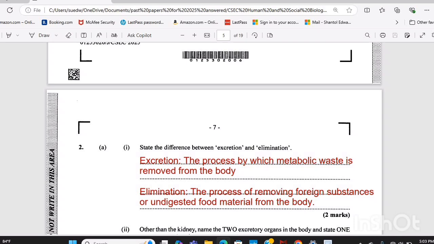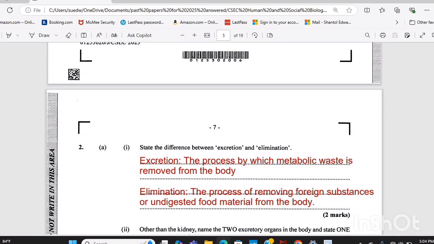And what we saw with this question is that CSEC is doing a play on words, because usually it asks us in the syllabus to differentiate between excretion and egestion. But the word elimination is also a form of egestion, right? So excretion is the process by which metabolic waste is removed from the body, while elimination is the process of removing foreign substances or undigested food material from the body.